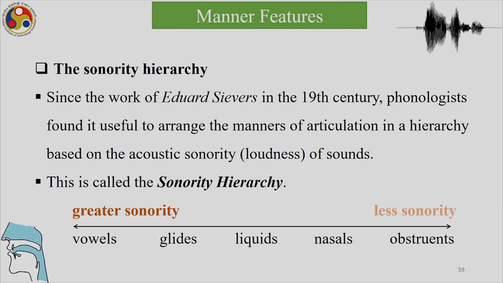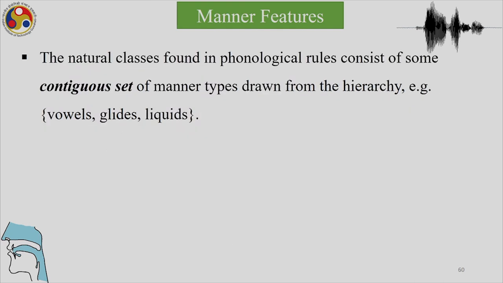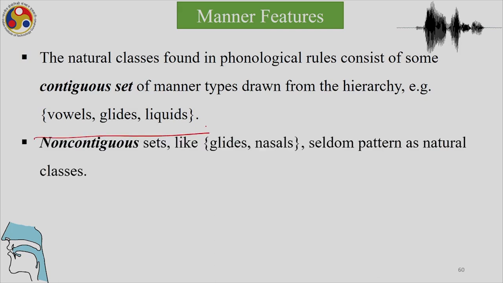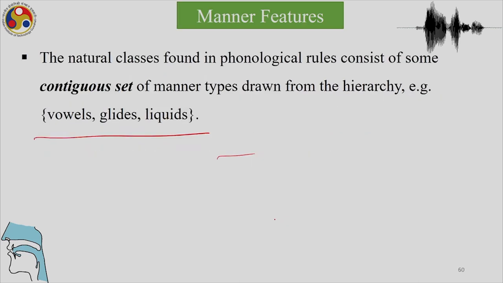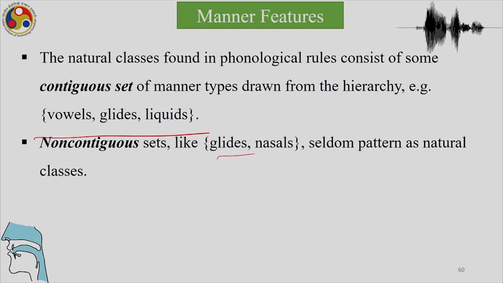Vowels, glides, liquids, nasals, obstruents is a hierarchy. The natural classes found in phonological rules consist of some contiguous set of manner types drawn from the hierarchy. Example, vowels, glides and liquids. So, non-contiguous sets like glides and nasals, which means here glides and nasals are not contiguous, you have liquids between them, then they never pattern as natural classes.